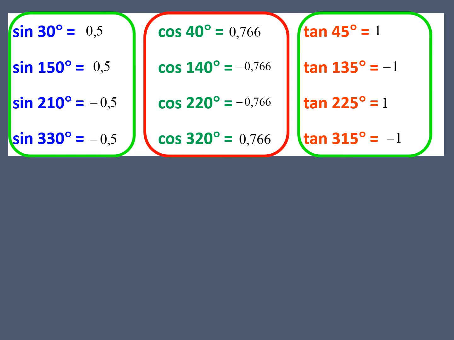Now the same applies to the second column. They're all the same, but sometimes I get a positive answer, sometimes I get a negative answer. And in the third column, again, I get all answers of 1, but sometimes positive, sometimes negative. Now, why do I get the same answer in each column? There's a reason for it, and let's look at that reason.